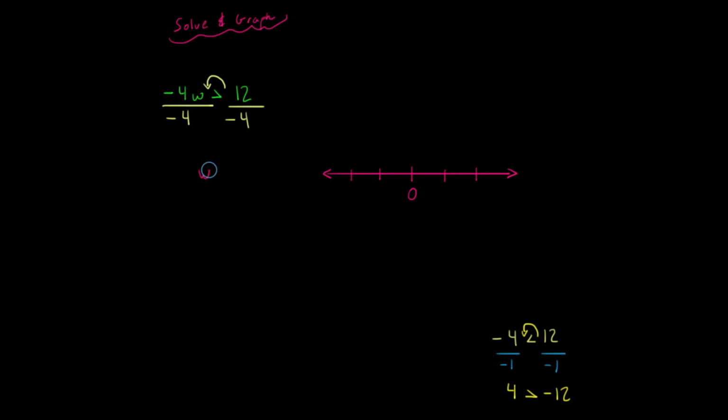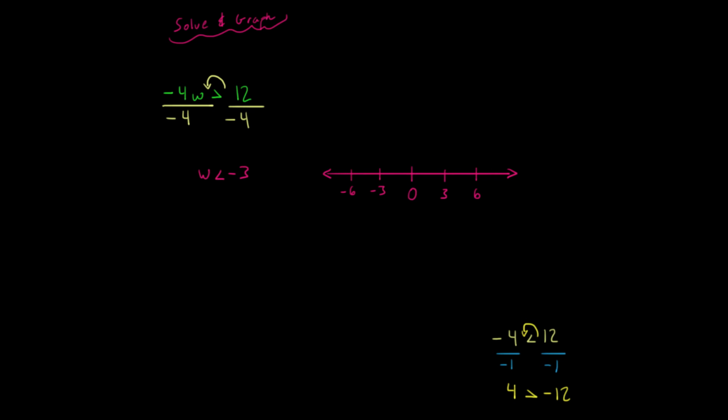I'm left with w. Don't forget the inequality symbol flipped here, so I'm going to write it as w is less than 12 divided by negative 4, which is negative 3. I'm going to graph this inequality here, and I'm going to plot some values on this graph here. Negative 3, let's put negative 6 on this side, positive 3, positive 6.